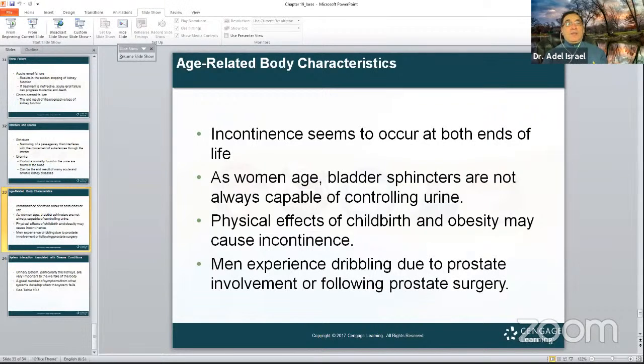If you are moms and you had a vaginal delivery before, you notice that about 1 week or 10 days after labor, the mother is unable to hold urine because of the edema and the trauma that happened to the vulva, reflecting on the urethra. The physical effect of childbirth and obesity may cause incontinence, and men experience dripping due to prostate involvement or following prostate surgery. So there are some drops coming after the end of the urine stream.